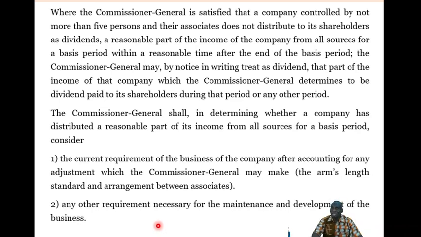So it is not in all cases that when the persons are 5 or less and they refuse to declare a reasonable part of their income as dividend, the Commissioner General will by force do that. No. The law requires the Commissioner General to also look at the current requirement of the business and any other requirements that are necessary for the maintenance and development of the business before taking such a decision.